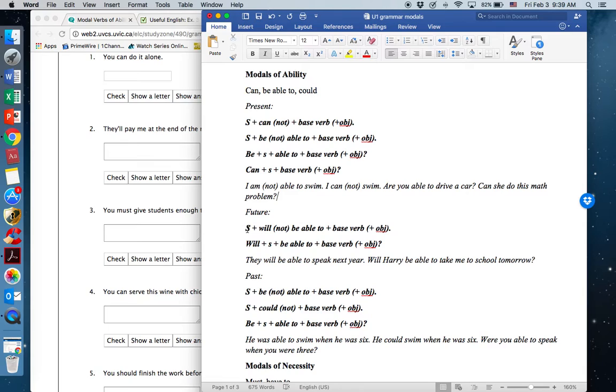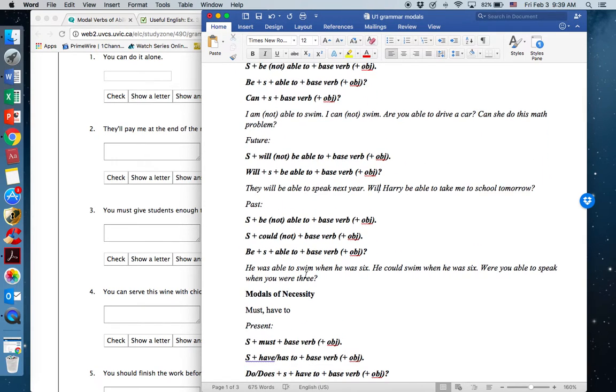In the future, we'll just put will or will not. Before the modal be able to, we don't use can in the future. We'll use only be able to with will or will not. So it's the same thing: subject will or will not be able to, base verb, object clause. And then for the question, will, subject, we just switch the will and the subject, keep be able to, and then base verb. They will be able to speak next year, for example. Will Harry be able to take me to school tomorrow?